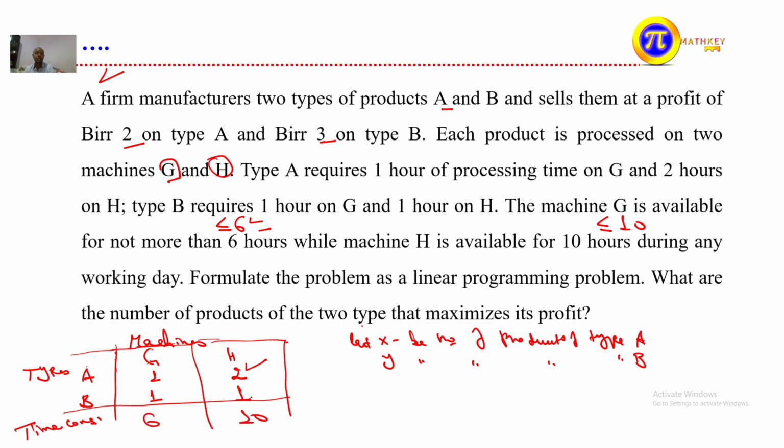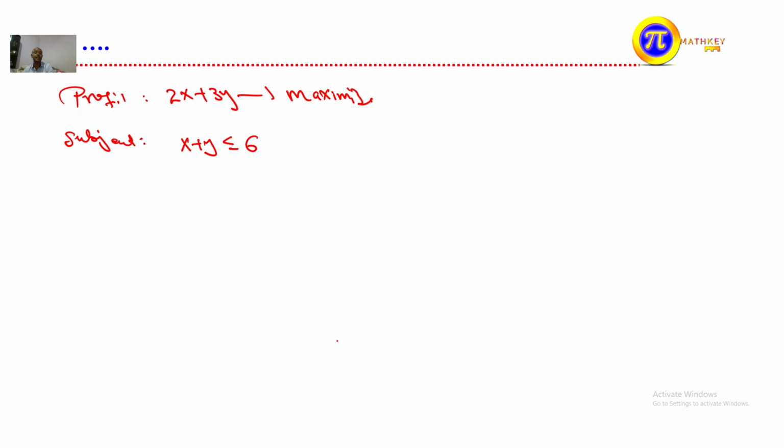Since we have x products of type A and y products of type B, 2x plus y must be less than or equal to 10. Lastly, x must be greater than or equal to 0, and y also greater than or equal to 0, since the number of products must be non-negative in a real world problem. If that's so, we call this the linear programming problem that we want to solve.